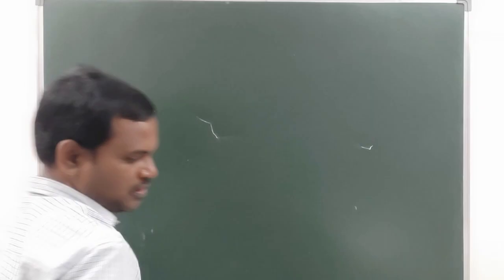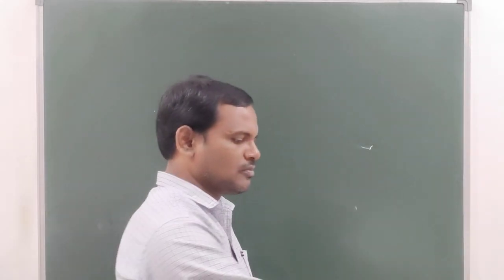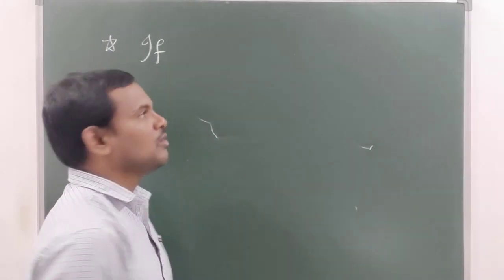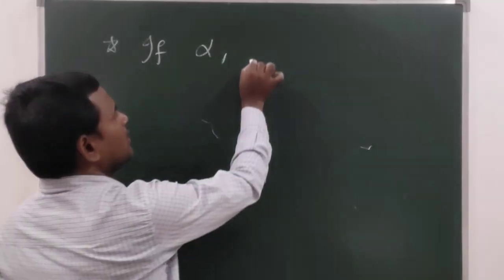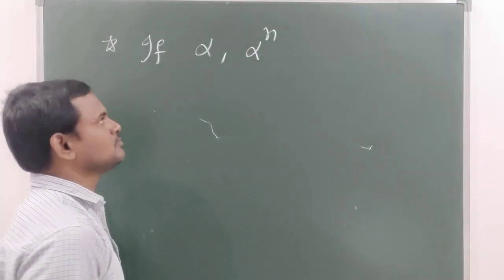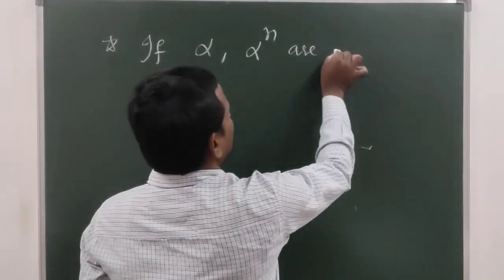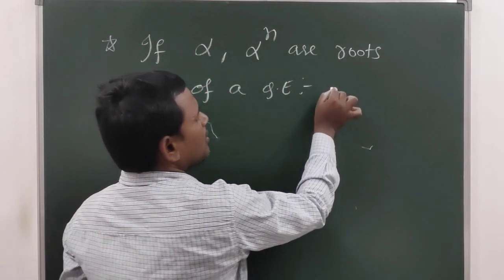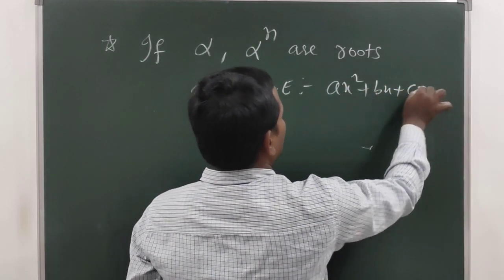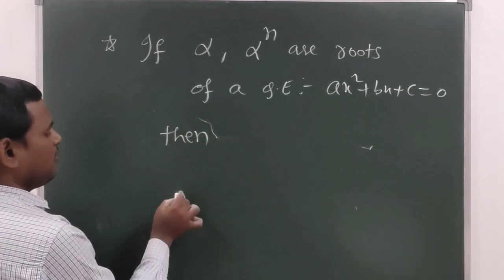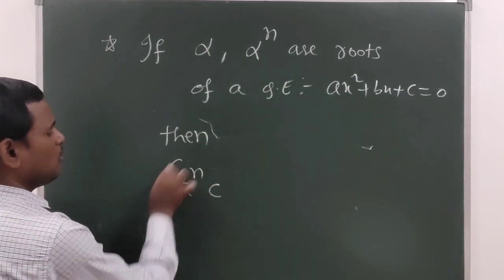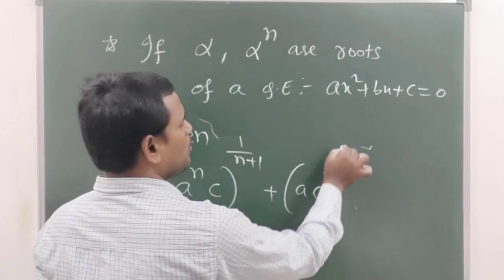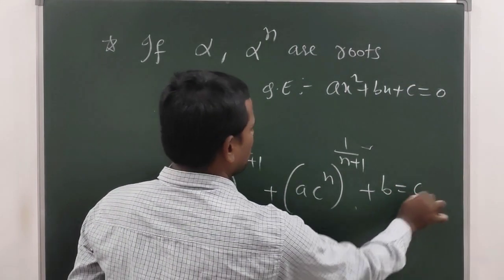Next, see the next property. If one root of the quadratic equation is the nth power of the other, if alpha comma alpha power n are roots of the quadratic equation ax square plus bx plus c equal to 0, then we get this condition: a power n into c, whole power 1 by n plus 1, plus a into c power n, whole power 1 by n plus 1, plus b is equal to 0.